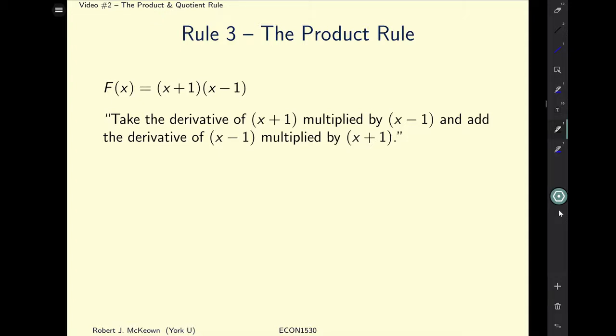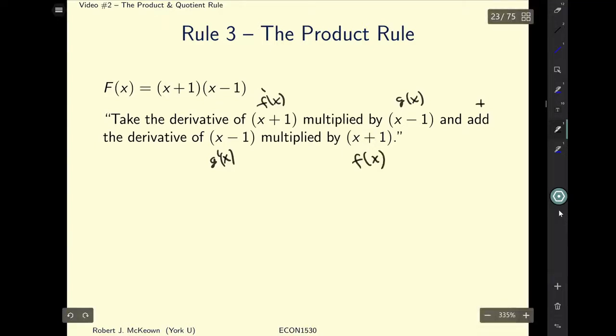So it says take the derivative of x plus 1. So take the derivative of that thing and multiply it by g of x. And then we're going to add, so we're going to have a plus here, plus the derivative of x minus 1. So that's going to be g prime of x multiplied by x plus 1, f of x. So let's go through this example together, and then we'll come back to this rule.